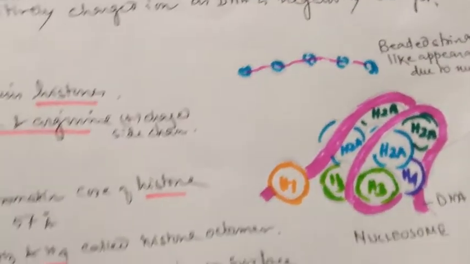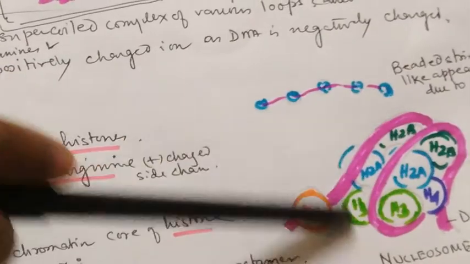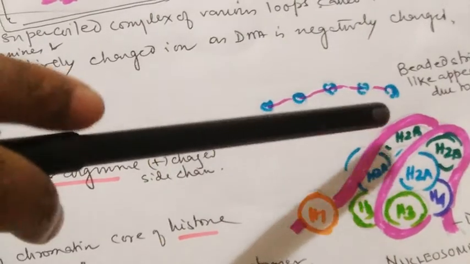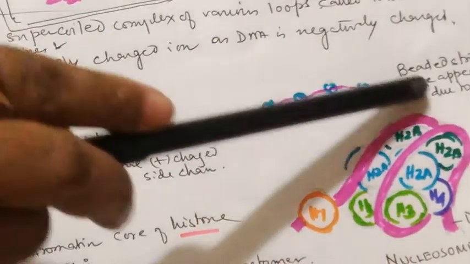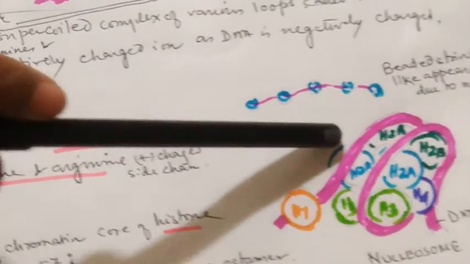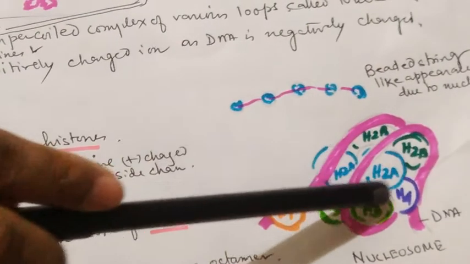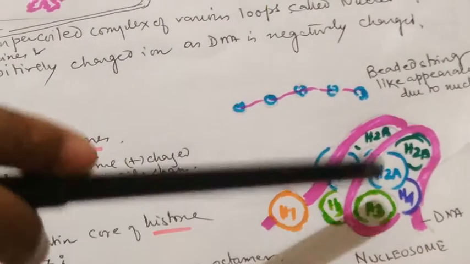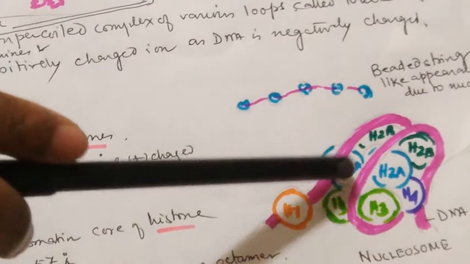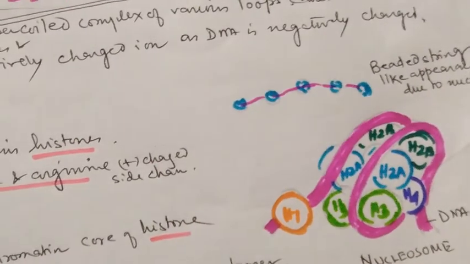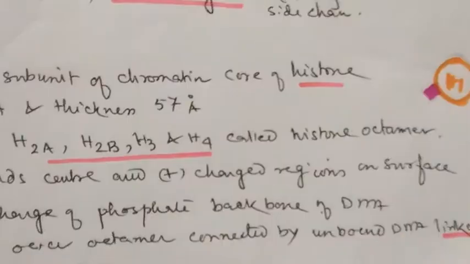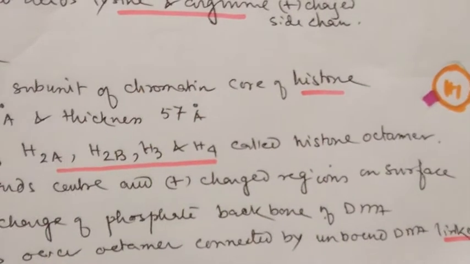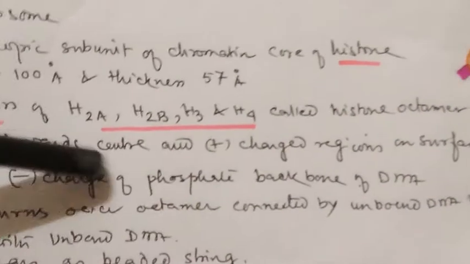Clear? Now, when this DNA is wrapped along the positively charged histone, it forms a structure which is called nucleosome. So what is nucleosome? These are the positively charged histones wrapped by the negatively charged DNA, and this opposite charge helps them to remain together. Clear? So that is nucleosome. So how will you define nucleosome? It is the submicroscopic subunit of the chromatin.